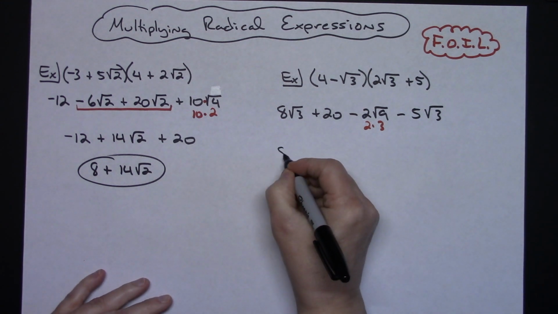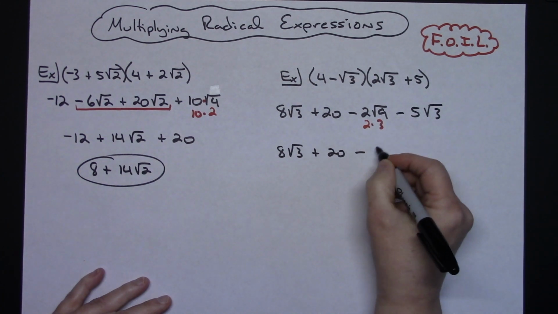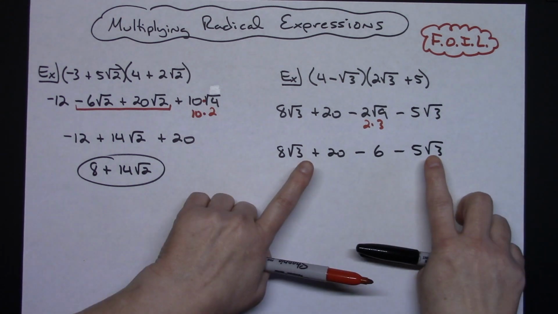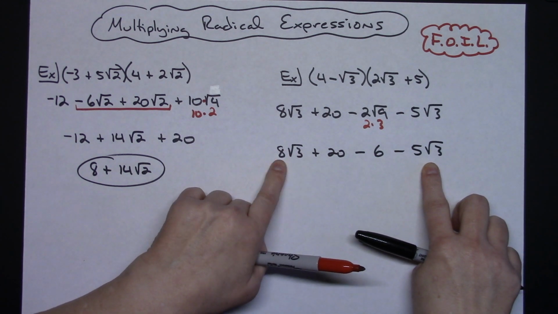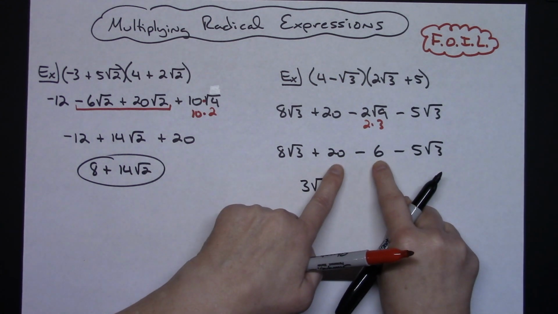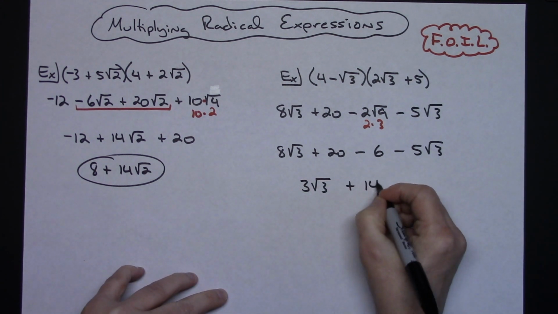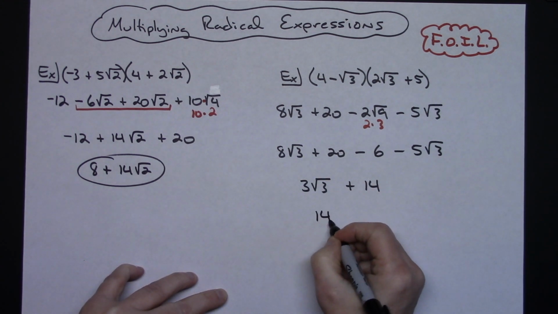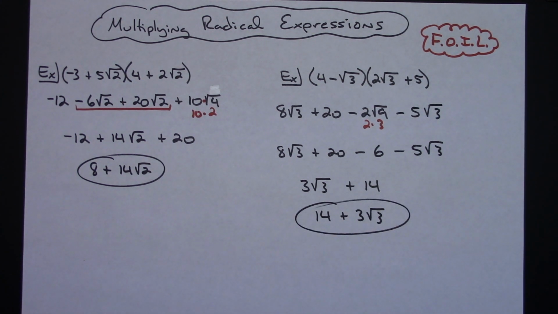So on this line I'm going to have the 8 square root of 3 plus a 20 minus, changing that to a 6, minus 5 square root of 3. On this one I am going to be able to add these two radicals because they are like radicals. They are both the square root of 3. So 8 minus 5 is going to give me a 3. So 3 square root of 3. Putting these two in the middle here, 20 minus 6 is going to give me a 14. And then just for me, I like to rewrite this so that it looks like a 14 plus 3 radical 3, more along the lines of an acceptable standard form of an answer there.